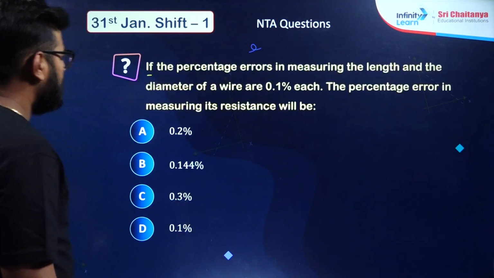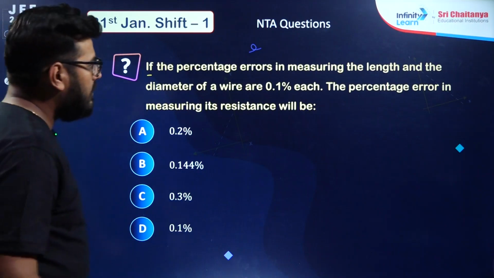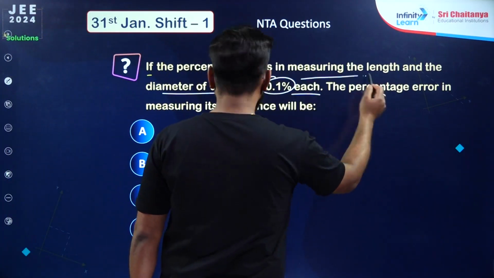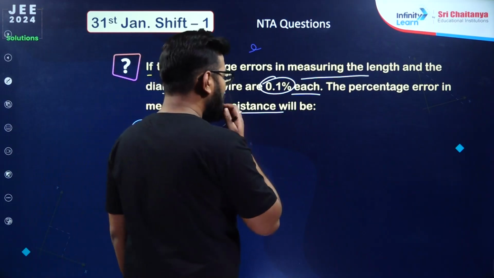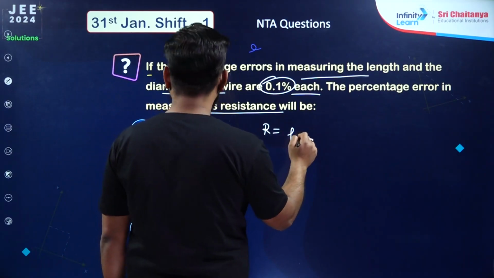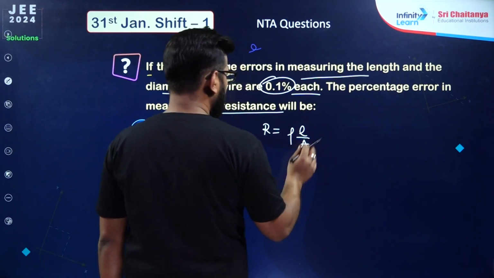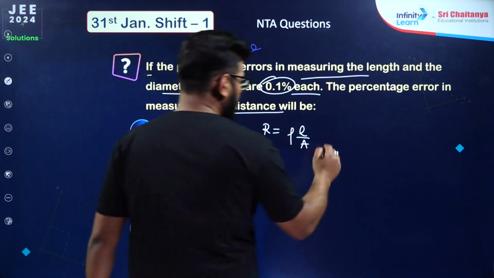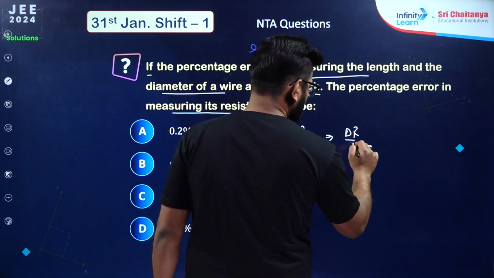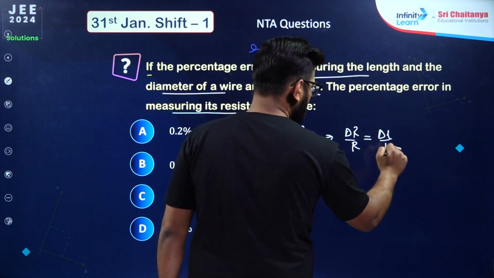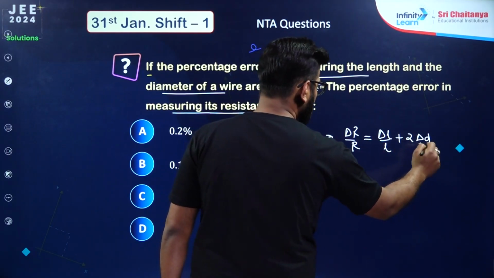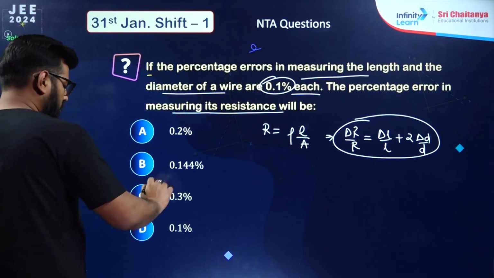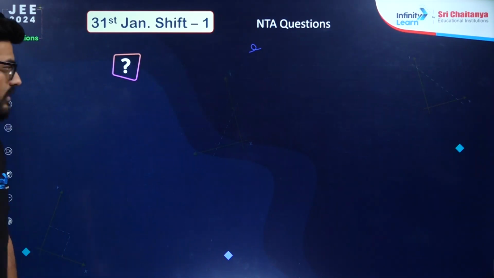Talking about the next case, if the percentage error in measuring the length and diameter of a wire are 0.1 each, the percentage error in measuring its resistance is. It's a simple one, R is equal to rho L upon A. Area will be written as pi d square by 4. You can very easily get the answer. That is delta R by R will be equal to delta L by L plus 2 times delta d by d. So 3% is going to be the correct answer. That means 0.3%. Okay, option number C is the correct answer.